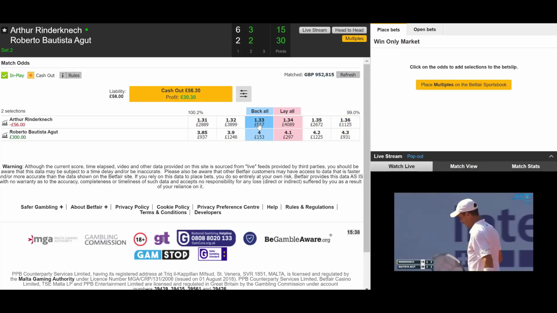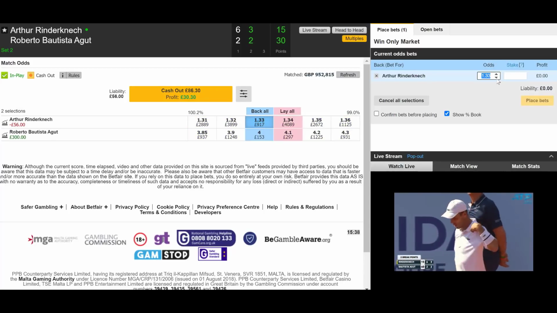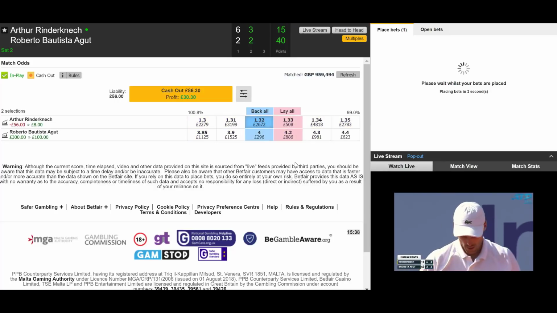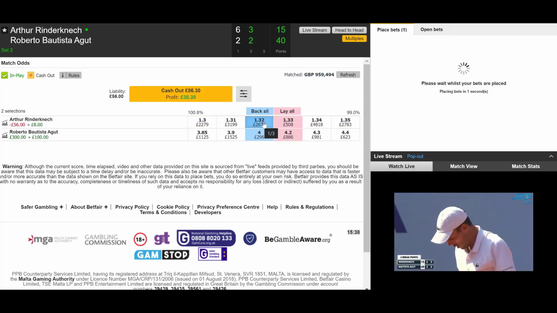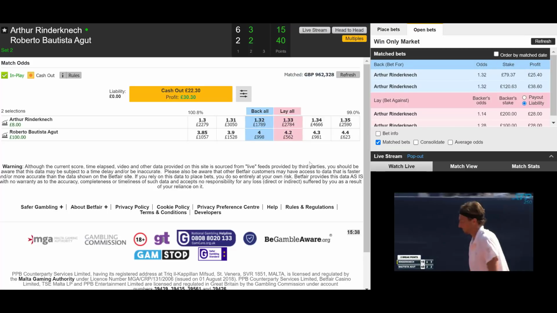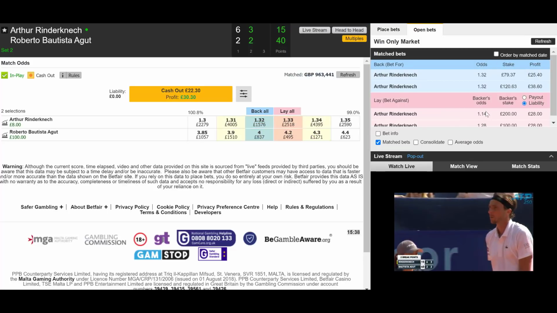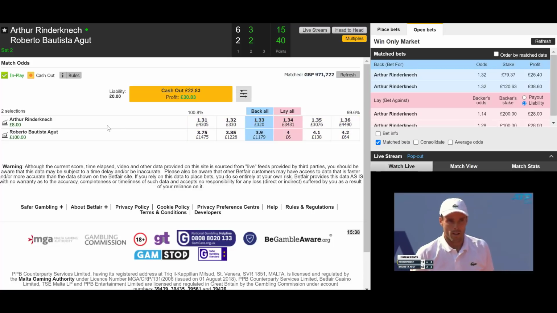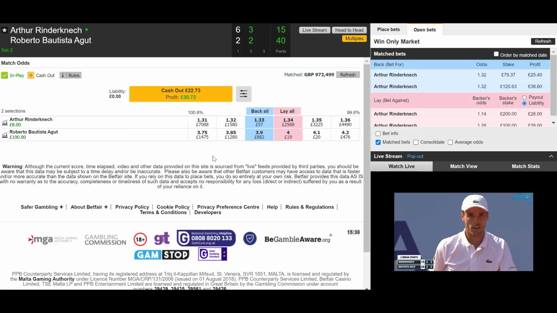And so, as you can see, as expected, bit of pressure on Rindenech's serve. It swung the odds in our favour up to 1.32. And so, as you can see, look, we went in with that £200 lay at 1.14, and now we're just going to back that at 1.32, and that's, well, it's erased all the liability on this trade.